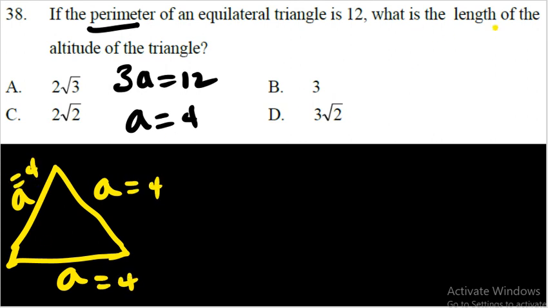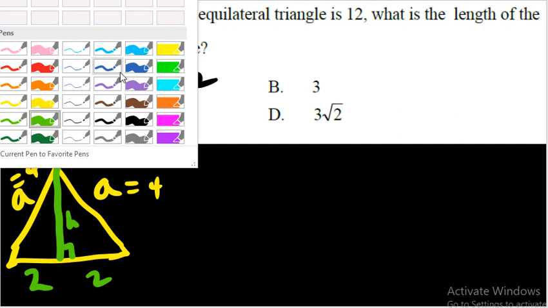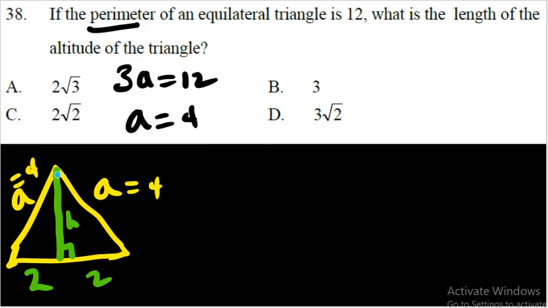So what is asked? What is the length of the altitude? The altitude is a line drawn from one of the vertices to the opposite base, which divides the base equally. This line is the altitude h. So the base, which was 4, is divided equally, and I can write here 2, 2. So we can now consider one of the right angle triangles here. You can see two right angle triangles.